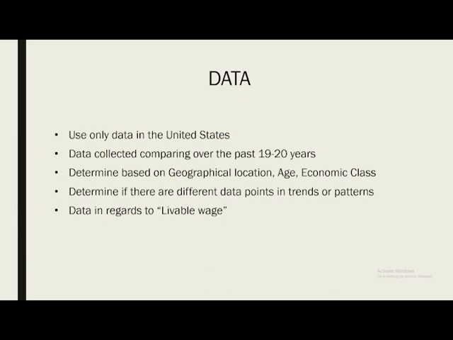With our data, we only used data in the United States. We did not use world data. This data was collected and compared from the last 20 years, from 2000 to 2020. But the 2020 statistics were a bit skewed, so we used the 2019 statistics instead. We also used geographical location, age, and economic class to better determine these data points. We saw with these that there were different data points, and there could be some trends and patterns that were seen. All of our data also regarded the livable wage.